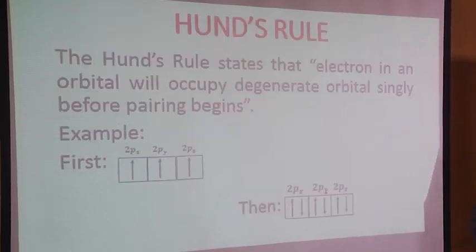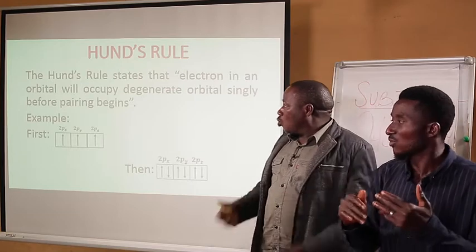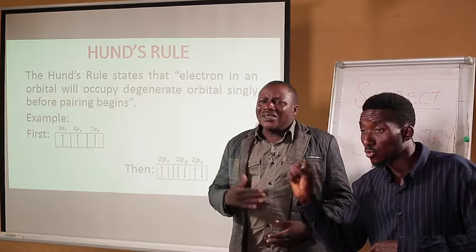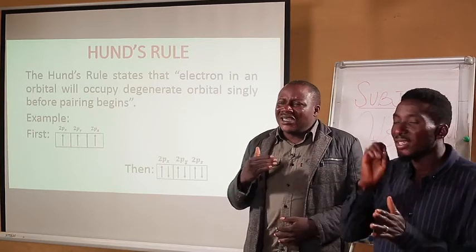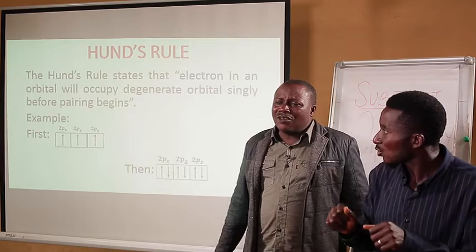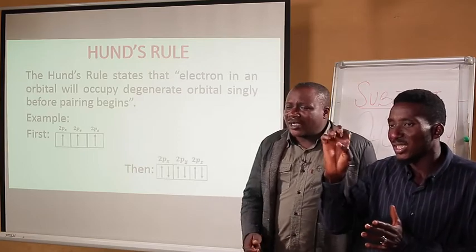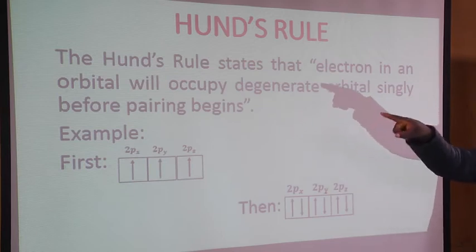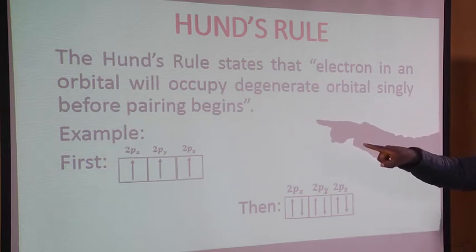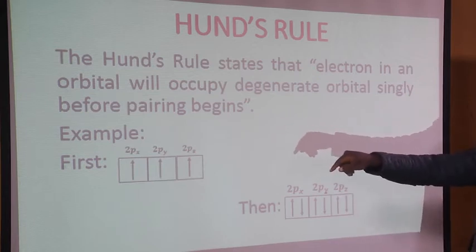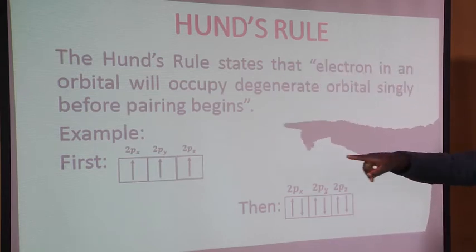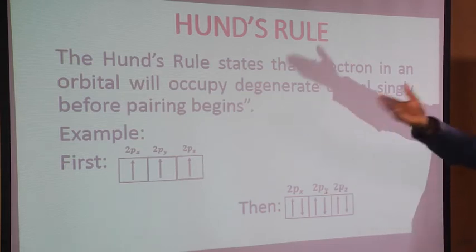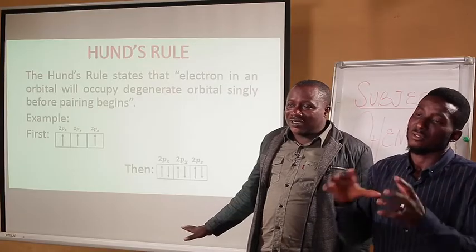Next, we have another scientist who has given us his own rule. We call it Hund's rule. He is saying that electrons will occupy degenerate orbitals singly before pairing begins. What that means is, if we have a degenerate orbital like the p orbital, the p orbital has 3 rooms: 2px, 2py, and 2pz. They will first of all enter 1, 1, 1 before they start pairing. There is no way they can just start pairing from 2px. That is what that rule is saying.